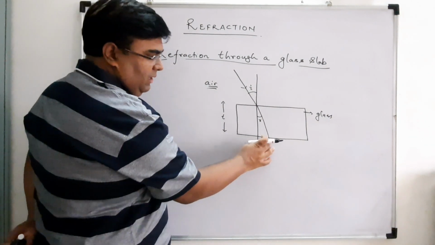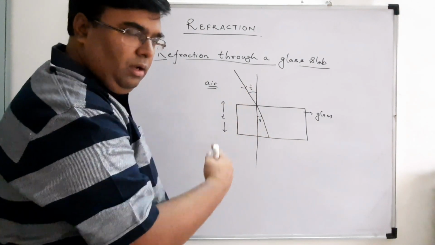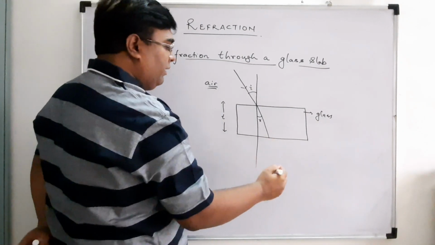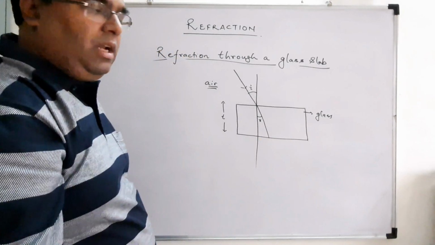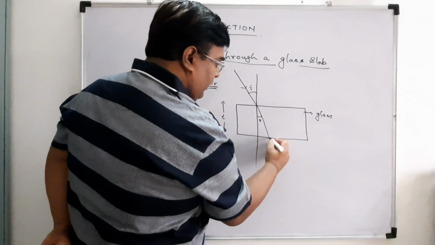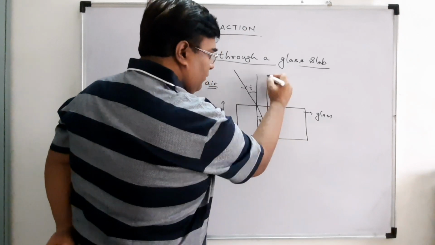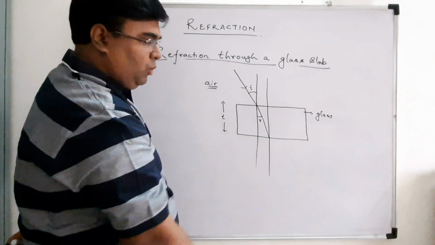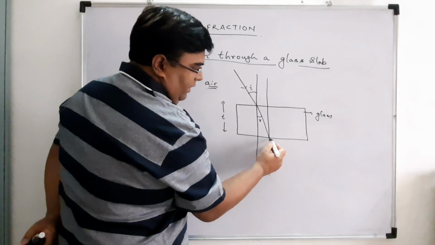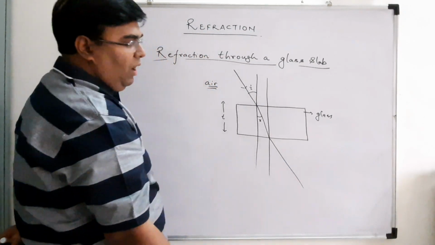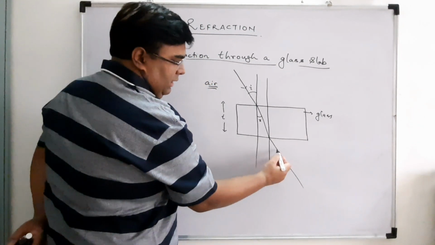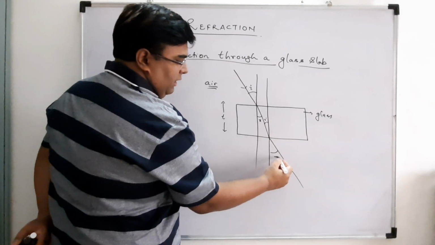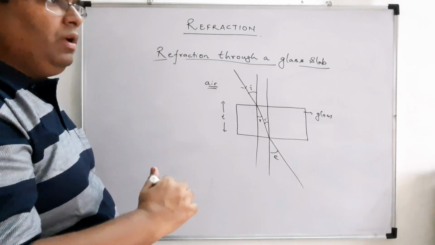Now at this surface, the ray will get out of the slab and enter the medium air. At this point also refraction happens. Let us draw a normal again here. And again from glass to air, the refracted ray will move away from the normal. Let us say this angle is R dash and this angle is E. What is E? Angle of emergence.